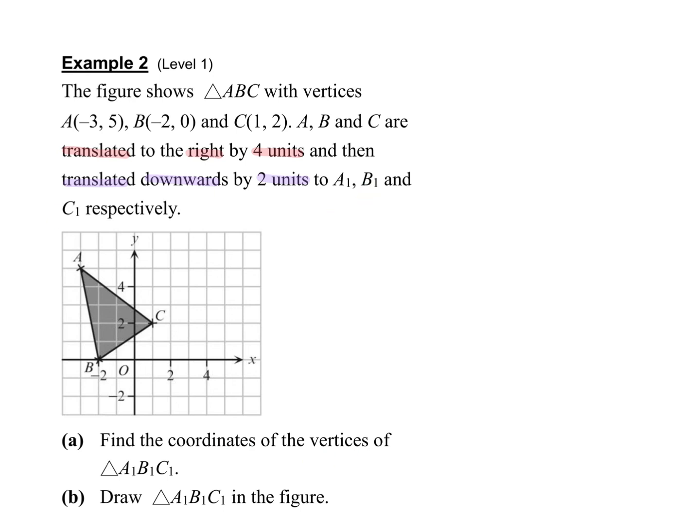Let us write some steps for it. First translation, the starting point of A is -3 and 5. First of all, let me write down to the right. It is the effect on x coordinate because it is just like the x-axis, so -3 plus 4. And then when it goes downwards by 2 units, just like the y-axis, the effect on the y coordinate is -2. And then at the end, A1, you can see I write the steps at the same time. Okay, and then it will become 1 and 3.